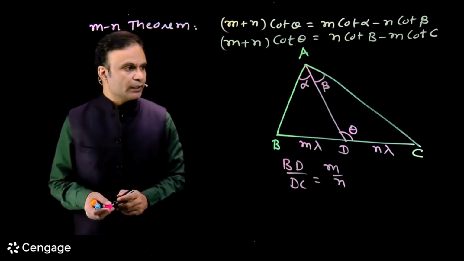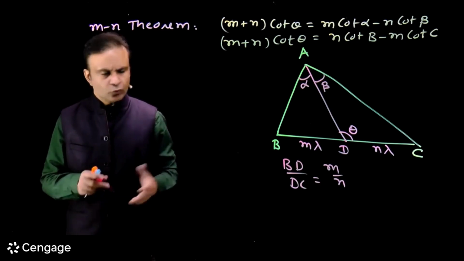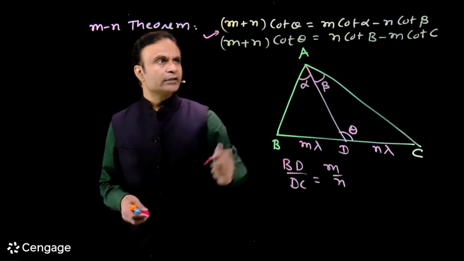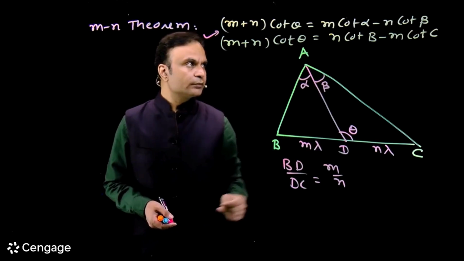The line divides angle A such that angle BAD is alpha and angle DAC is beta. Then we have two formulas for the Mn theorem. The first formula is (m plus n) cot theta is equal to m cot alpha minus n cot beta.